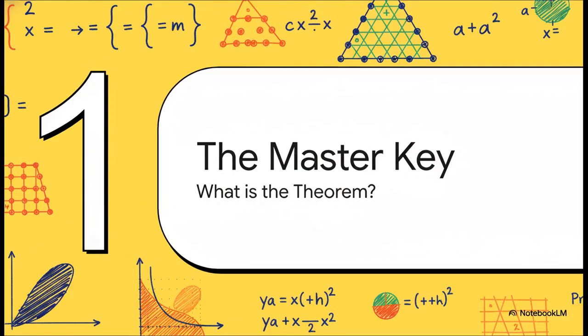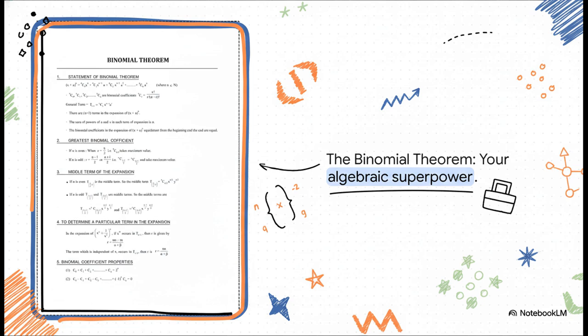Okay, so it's time to get our hands on that master key. This is the core idea, the one thing that's going to unlock everything else we talk about today. And here it is. This is the binomial theorem. Now, don't let all the letters and numbers freak you out. It's really just a recipe.